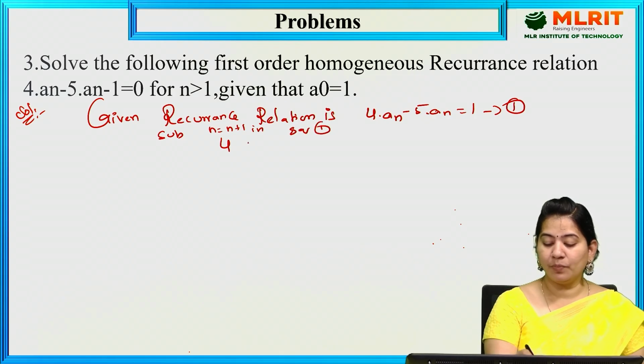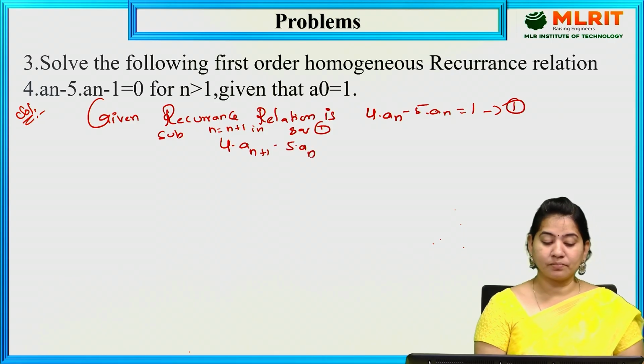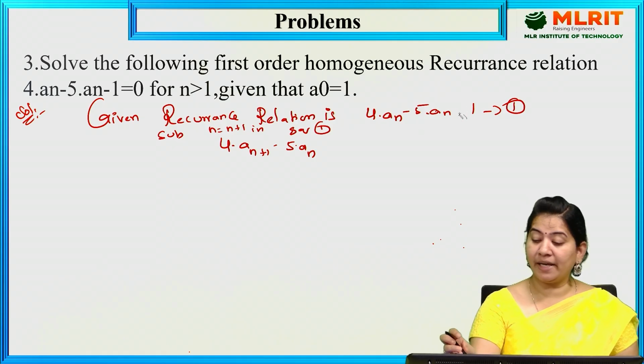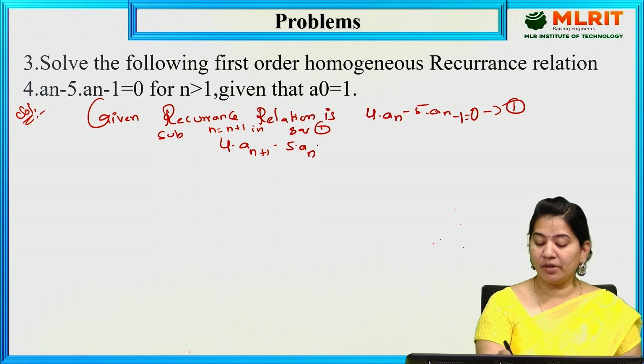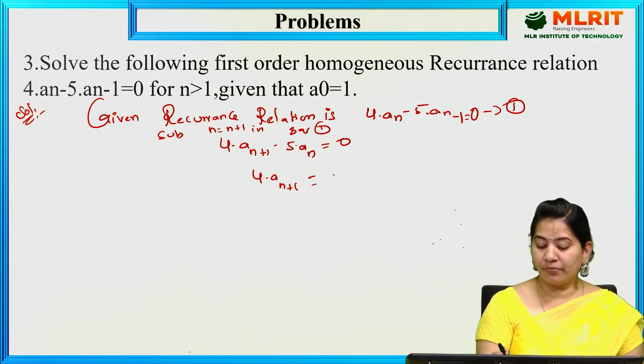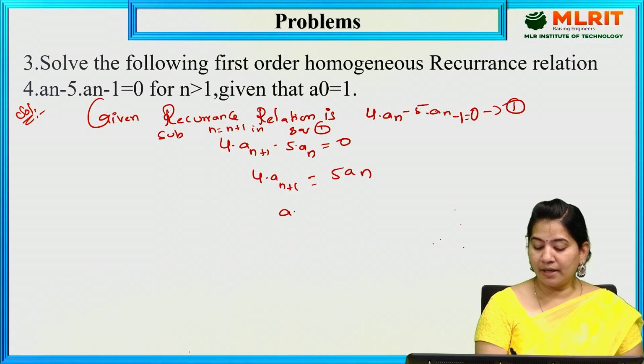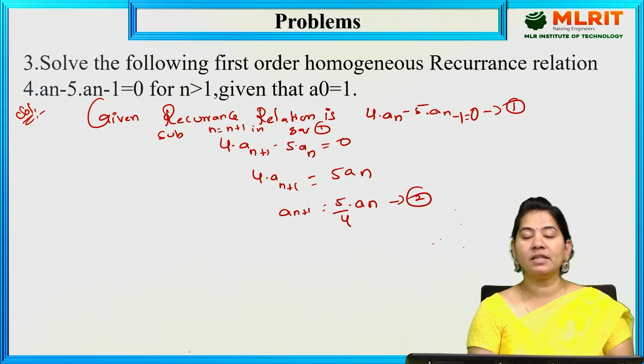Then you will get 4 into an plus 1 minus 5 into an, equal to 0. So now you will write 4an plus 1 is equal to 5an, and an plus 1 is equal to 5 by 4 into an. Let us consider this as equation 2 here.